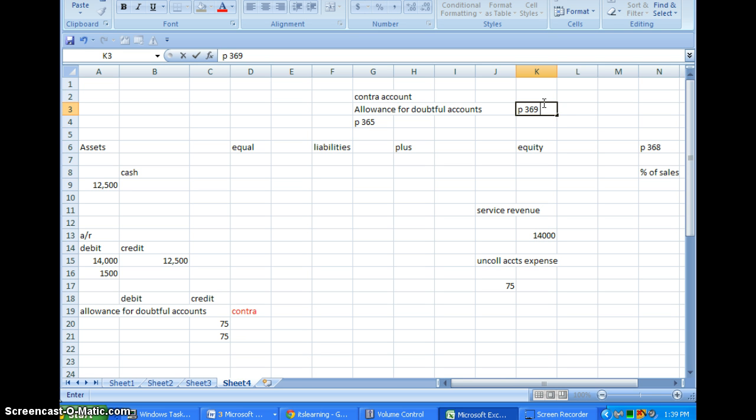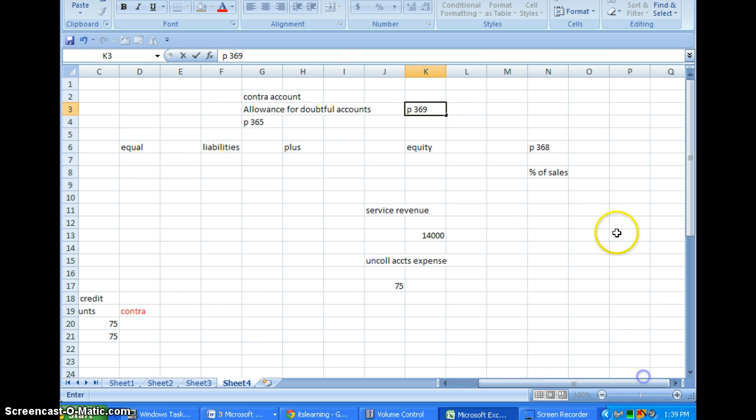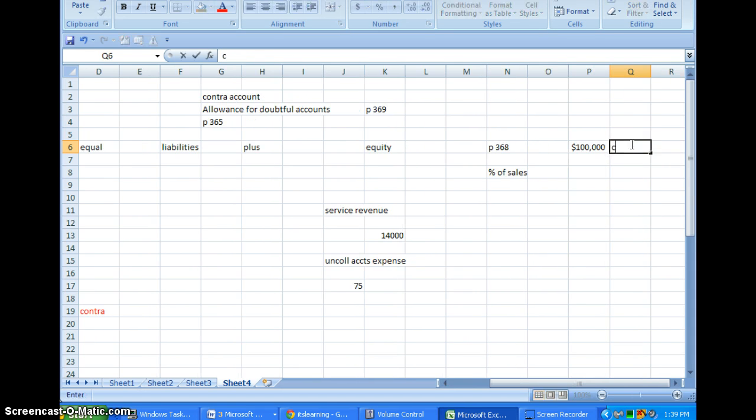Now we're going to move on to, so that takes care of the first one, estimating uncollectible accounts using the percent of revenue method. The simplest way to explain this is that most people develop a very straightforward strategy using the percent of sales method. For example, you may say you do $100,000 in sales, all on credit. Everything you sell is on credit.